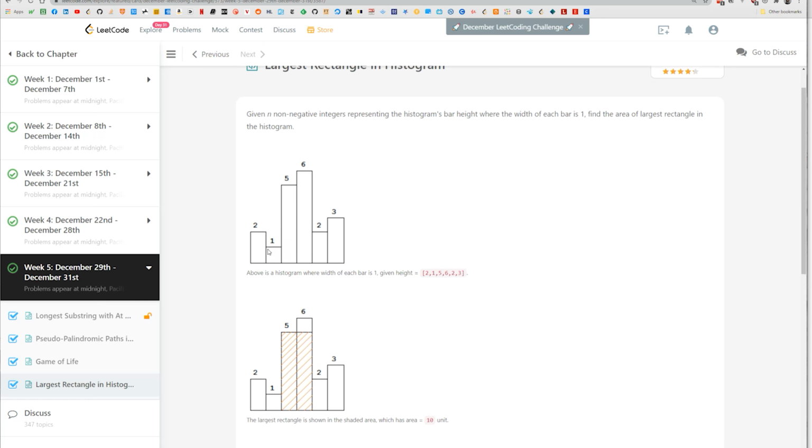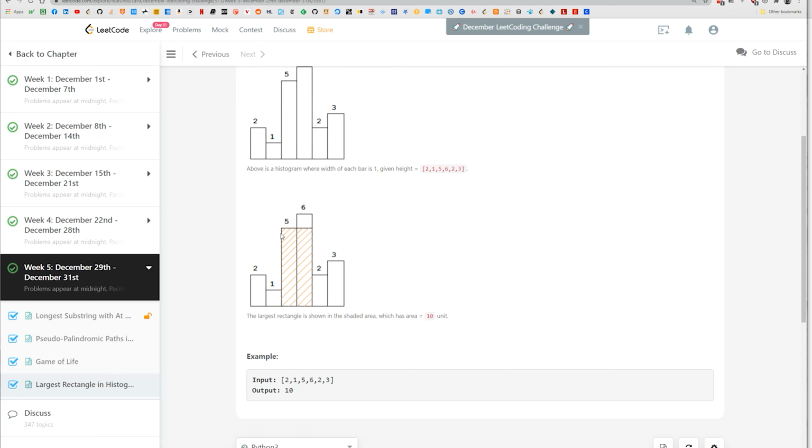So for example, this is 2 1 5 6 2 3. Each bar has that height, and the width of each is 1. You're asked to return the area of the largest rectangle you can find in this histogram. Here it's 5 6, this area that's shadowed, so it's 10. The height is 5 and the width is 2, so that's 10. You cannot find any larger one.